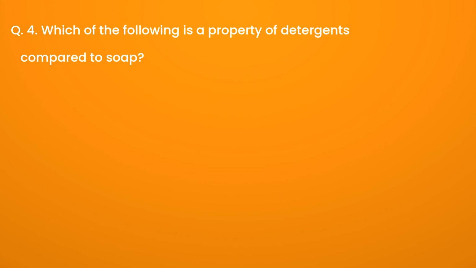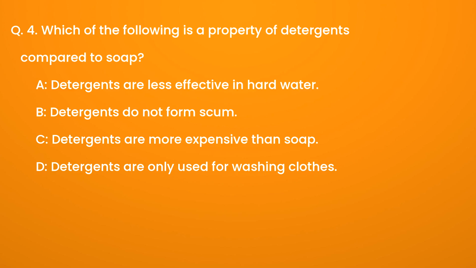Question 4. Which of the following is a property of detergents compared to soap? Option A, detergents are less effective in hard water. Option B, detergents do not form scum. Option C, detergents are more expensive than soap. Option D, detergents are only used for washing clothes. You have 5 seconds to answer the question.